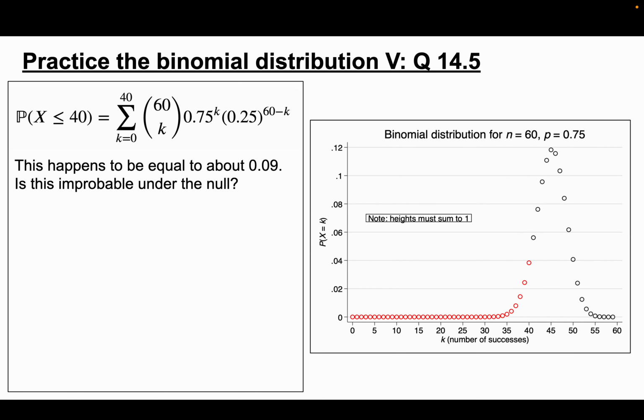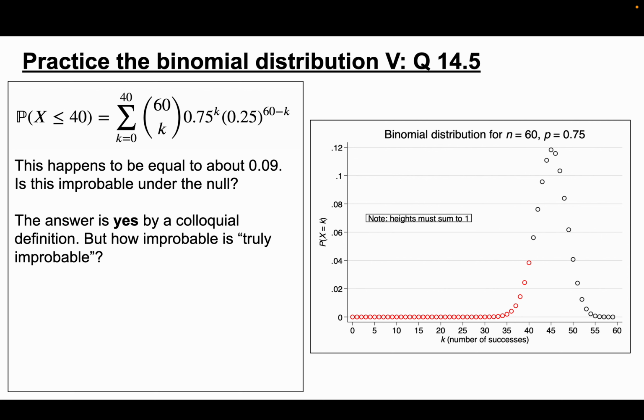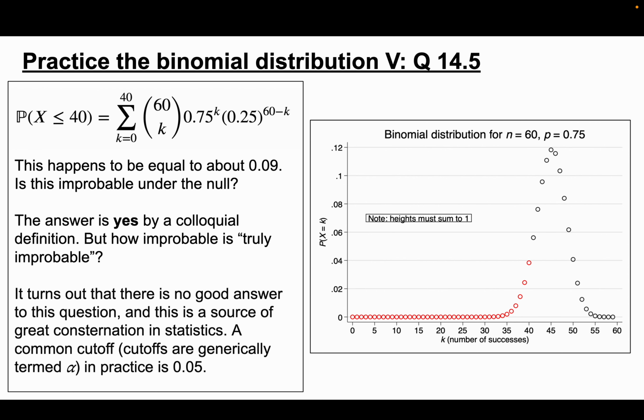This happens to be about 0.09 or 9%. Is that improbable under the null hypothesis? By a colloquial definition, yes, but how do we really decide on a cutoff there? It turns out that there's really not a good answer to that question, and this is a source of great consternation and debate in statistics. A common cutoff, and cutoffs are generically termed alpha, which is one of many meanings of alpha in statistics, is 0.05. But that also depends on whether we were looking in just this tail or this tail as well.